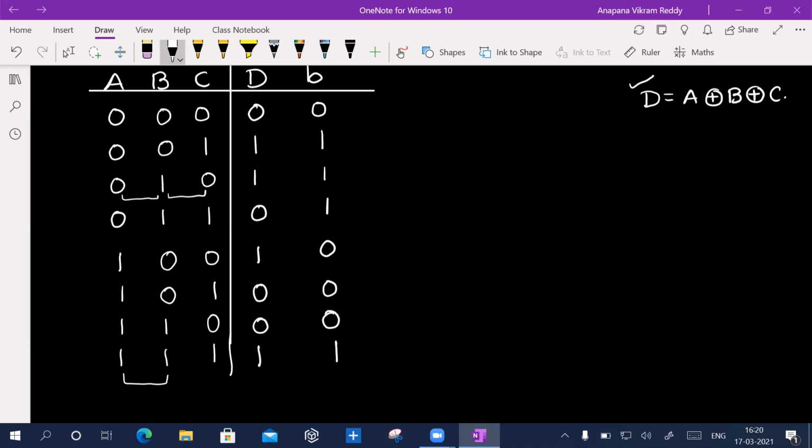See, 1 minus 1 is what? 0. And what is 0 minus 1? 0 minus 1 is 1 and borrow. So therefore, so on. You just check it out.